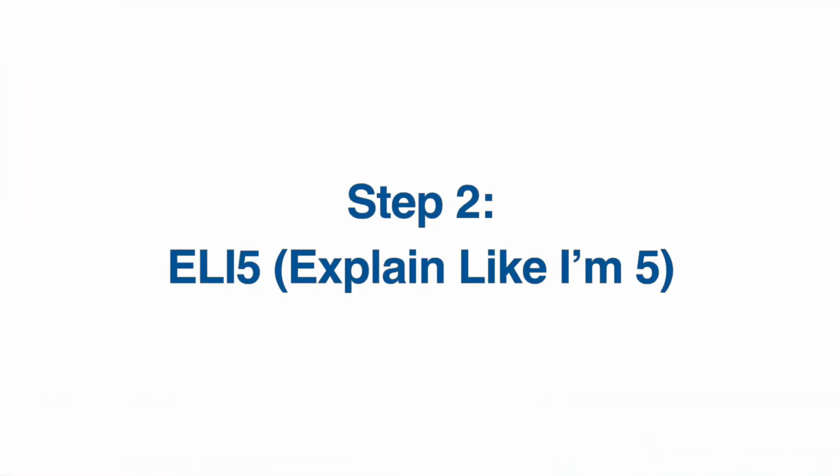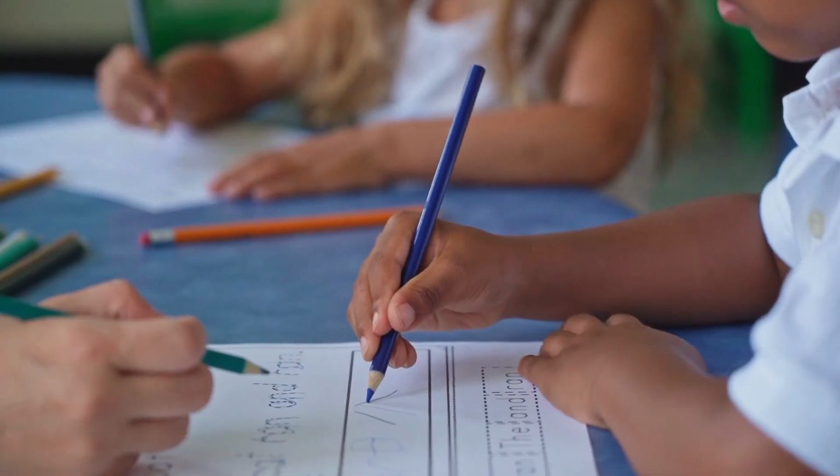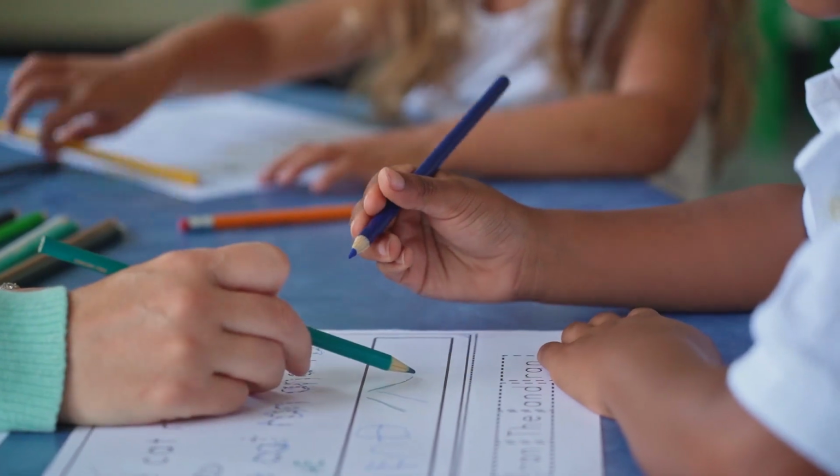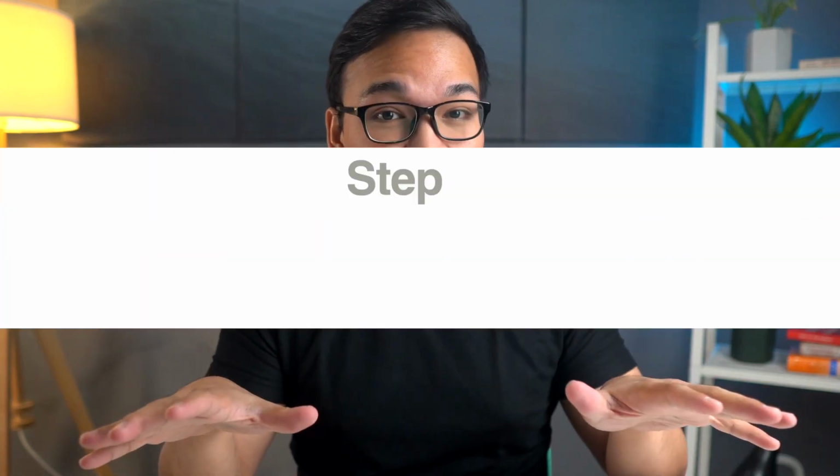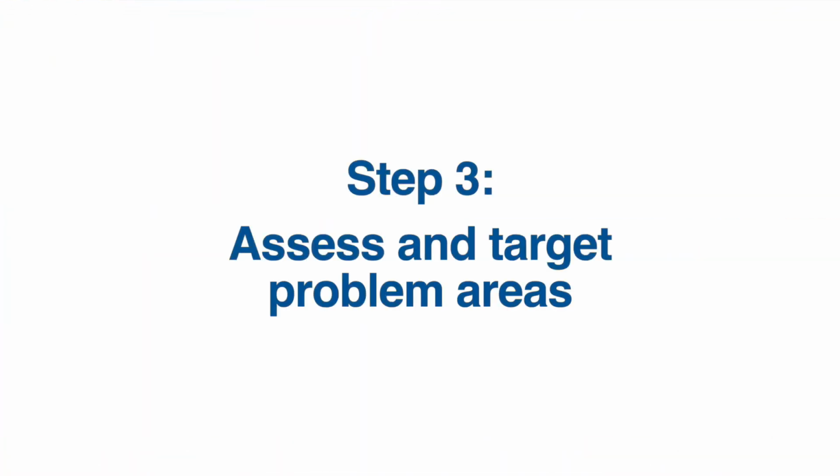Now, step 2 is ELI5, or explain like I'm 5. You might be familiar with this social media acronym, but the point is to imagine or pretend teaching the topic to a 5-year-old who has basically zero base understanding of it, and using plain and simple terms. And remember, no jargon.